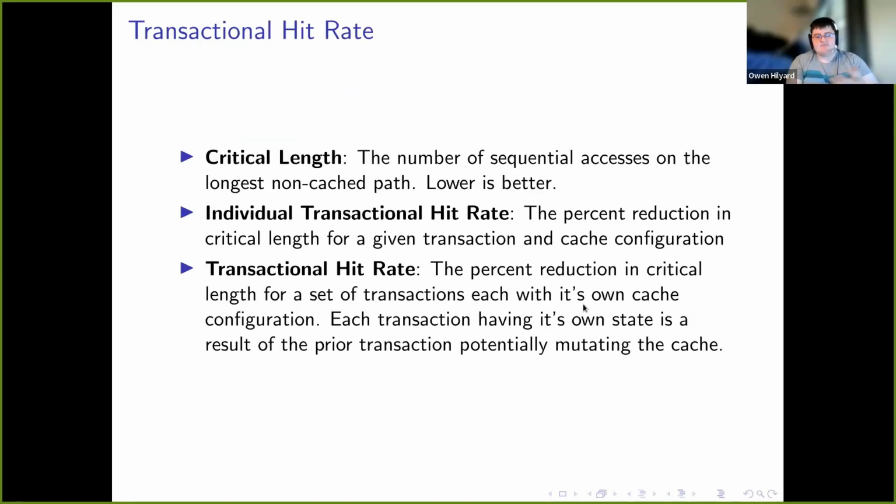So for the purposes of this paper, we're focusing on the critical length, which is the number of sequential accesses on the longest non-cached path, lower being better. So if you do a depth-first traversal and you only count uncached items, that's the critical length.